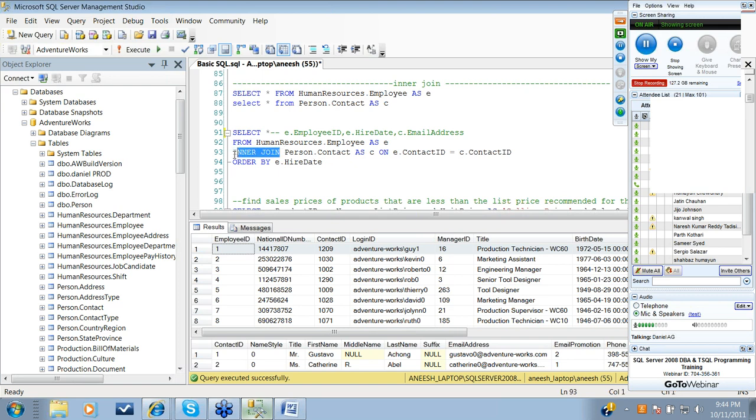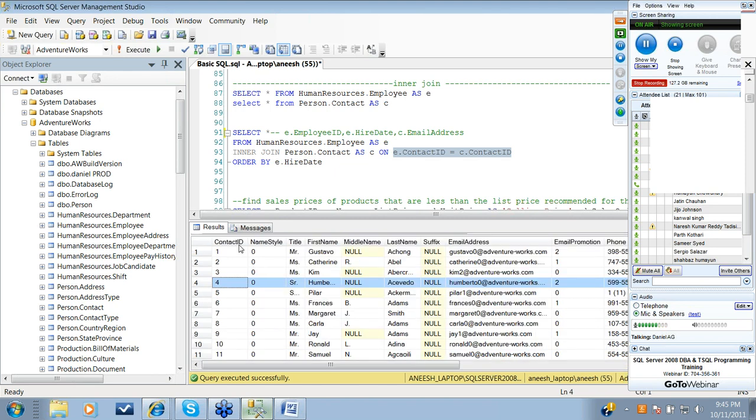So you are saying inner join Person.Contact. Which is your left hand side table? HumanResources.Employee is the left hand side table to the inner join, and Person.Contact is the right hand side table to the inner join. Am I correct? Now you give an alias for the Person.Contact table too, so it's called C. Then ON, that is the syntax, and you need to specifically say on what basis these tables need to be joined. So you are telling the system that E.ContactID, which is nothing but this column in the employee table, equals C.ContactID, which is nothing but this column. So you are telling the system to join these two tables based on the contact ID.